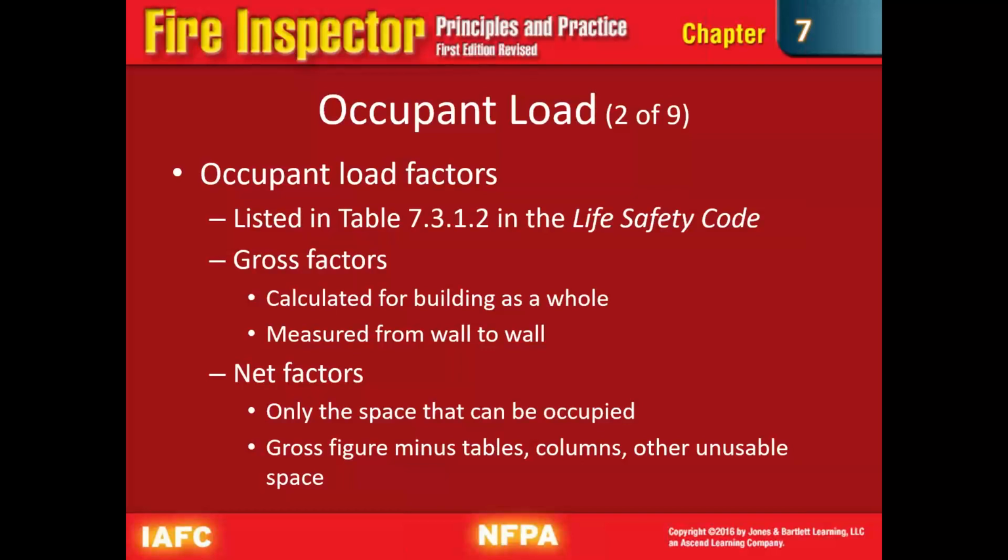So you're actually going to subtract space that's occupied by unusable space: tables, columns, chairs, bars. You may have an event hall, and they have bar space there. You have to take that out if it calls for the net. So that's one of the things where you get your space and you start deducting what can't be occupied by a person.